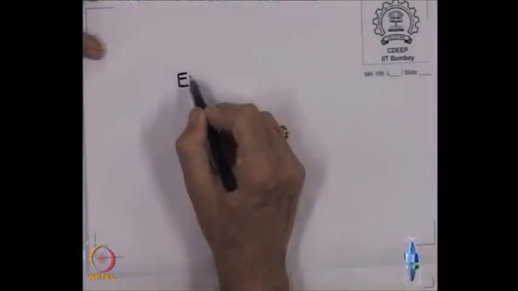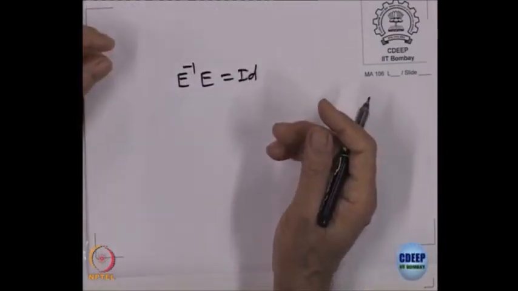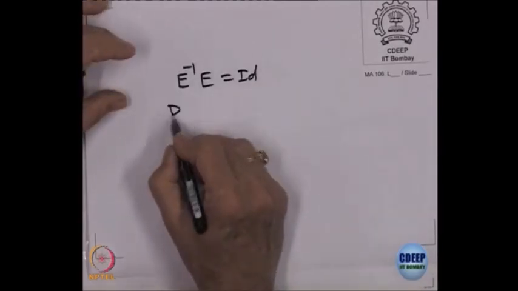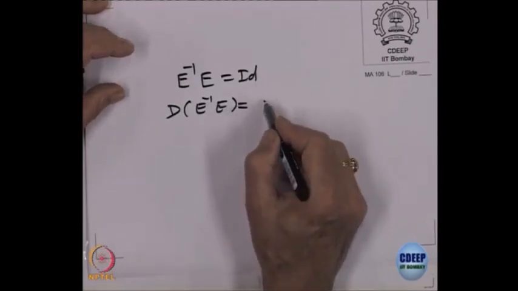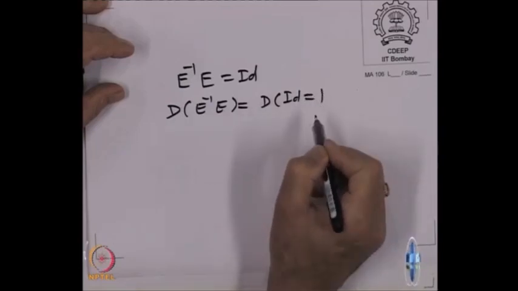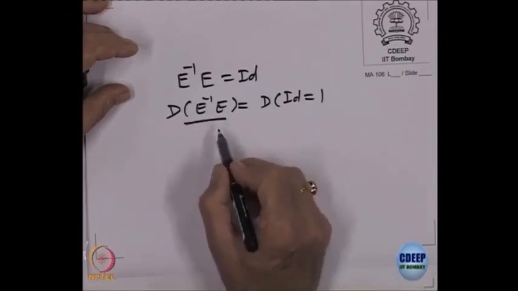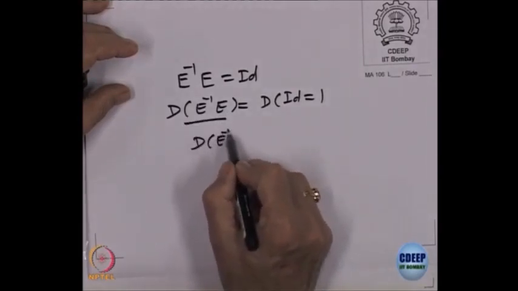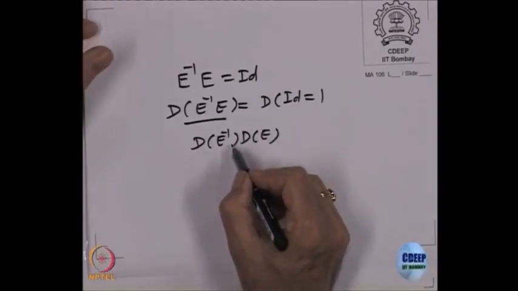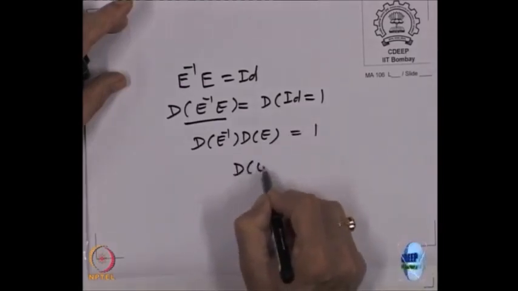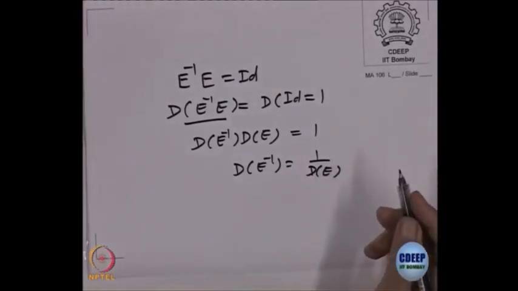So, E inverse multiplied by E is identity, for any matrix anyway. A multiplied by A inverse is identity. So, what is the determinant of E inverse E? That is the determinant of identity, and that is 1. Now, here is an elementary matrix multiplied. So, what is this equal to? The determinant of E inverse times the determinant of E. Is that okay? For elementary matrices, we already know the product property. So, that is equal to 1. So, the determinant of E inverse is 1 over the determinant of E.